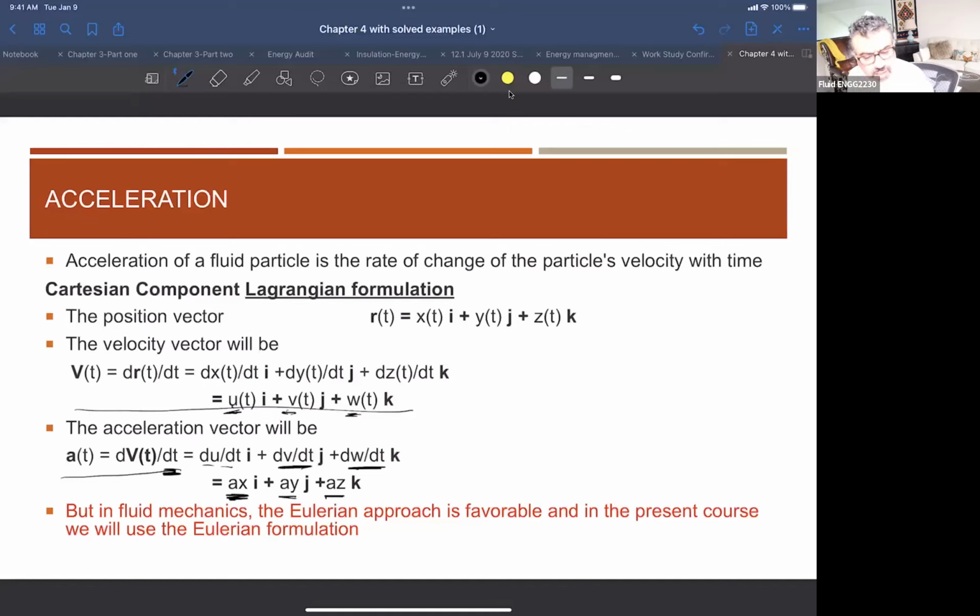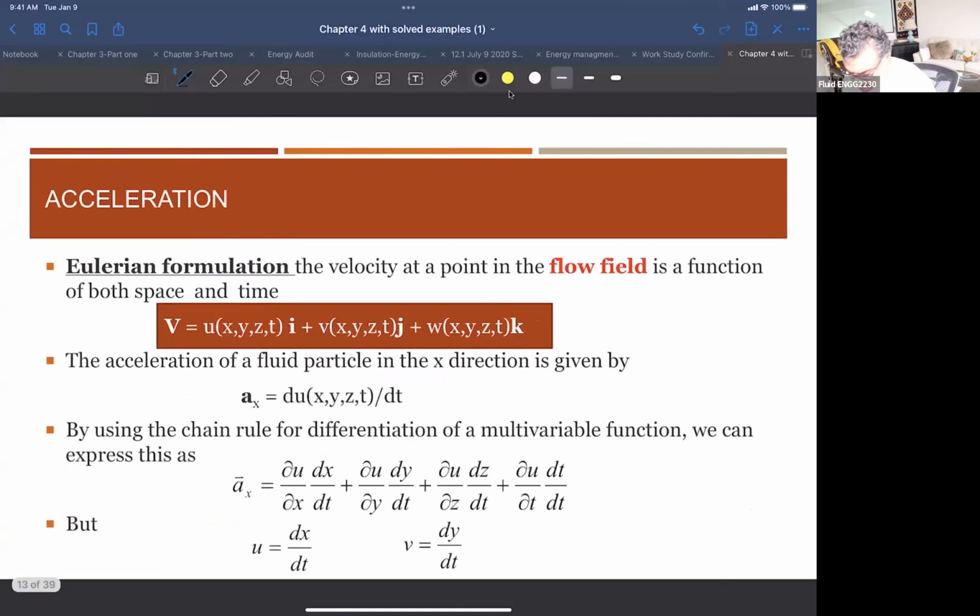Okay. Luckily, we are not going to get into much more detail about this Lagrangian formulation, because it is a much more extensive subject. But I have to tell you, in fluid mechanics in general, we use what we call the Eulerian approach, or the control volume approach, for simpler problems. And this control volume approach, or Eulerian approach, very simply looks at the velocity as a function of x, y, z, and t, and each component will be a function of x, y, z, and t. Okay.